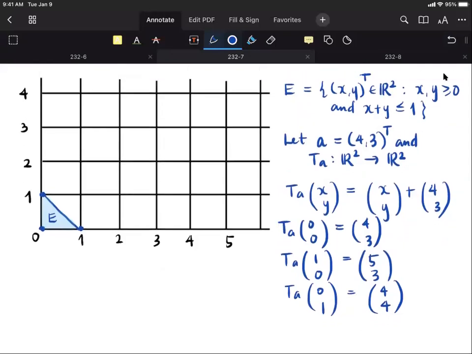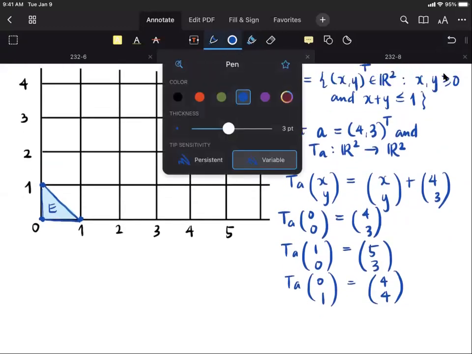So what are these points? (4,3) would be this point, (5,3), and then (4,4). So this will be your image. This would be T sub a of E. So this is basically a translation by vector a. You translate all points of your triangle E by (4,3), and you get this triangle.